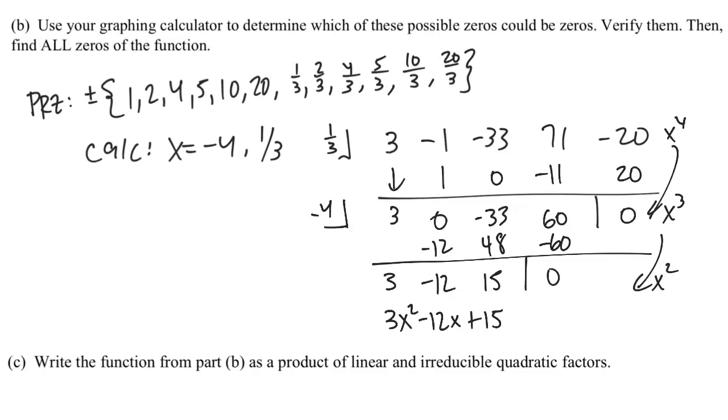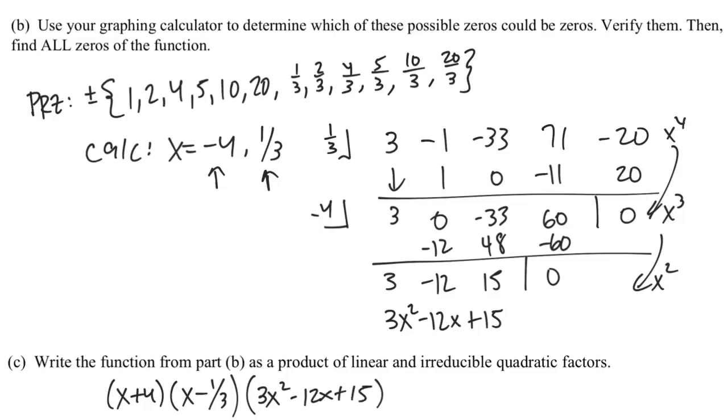And so I'm actually going to pause here for just a second and do part C now, which says to write the function as a product of linear and irreducible quadratic factors. And so taking a look at my zeros, if I have -4 as a 0, that means one of my factors is going to be x plus 4. If I have positive 1/3 as one of my zeros, that means I'm going to have x minus 1/3, and then my irreducible quadratic is 3x squared minus 12x plus 15.